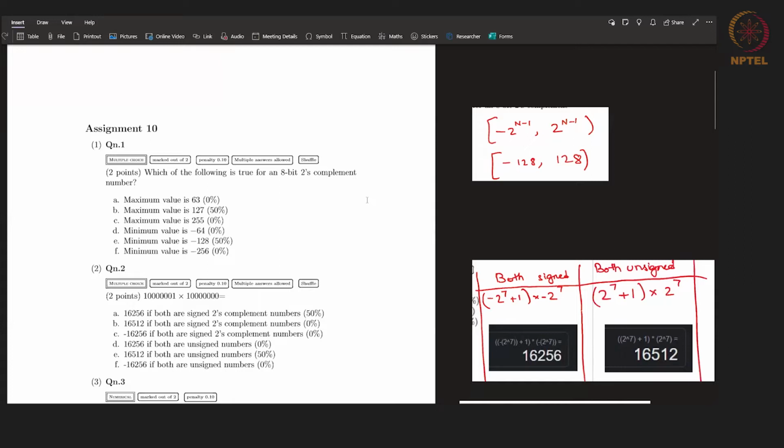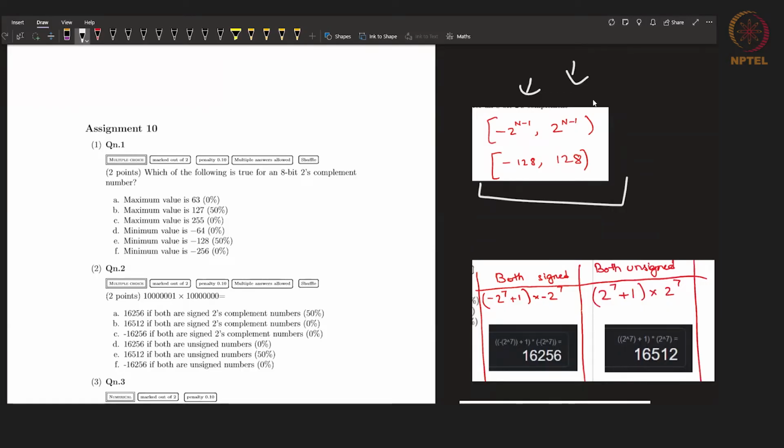So the range of an 8-bit 2's complement number can be written like this: minus 2 power n minus 1 to 2 power n minus 1 minus 1. Sorry, the value is 2 power n minus 1 minus 1. So 127. Right. So the answers are 127 and minus 128.